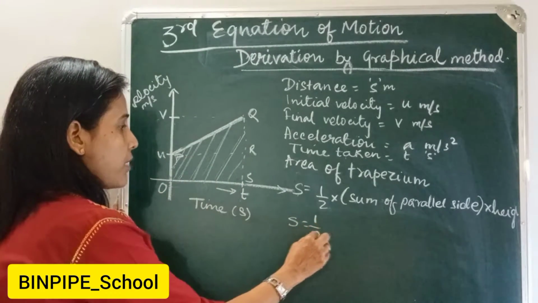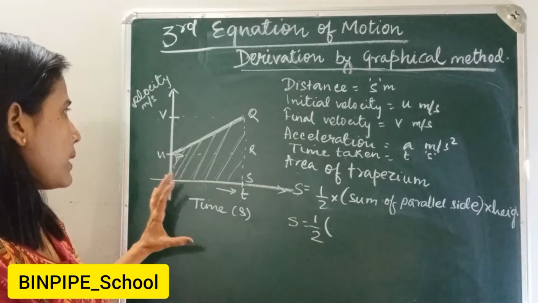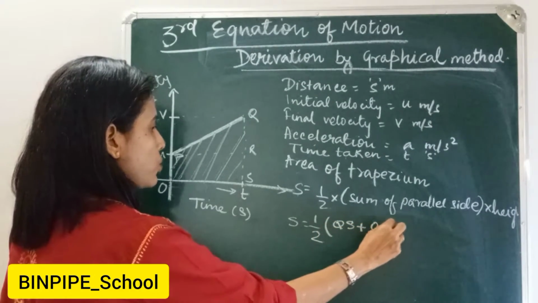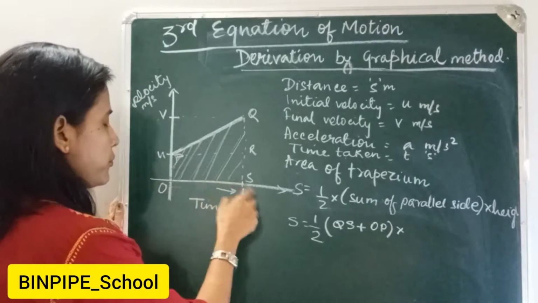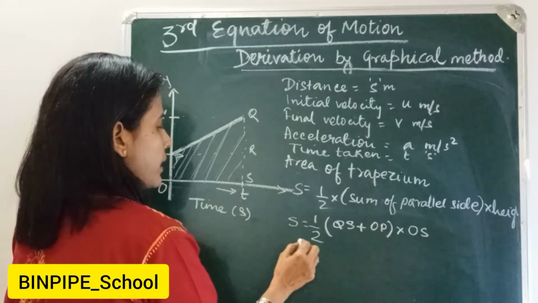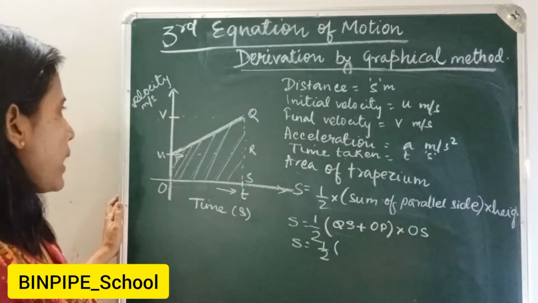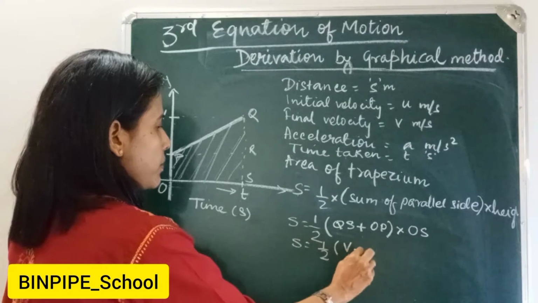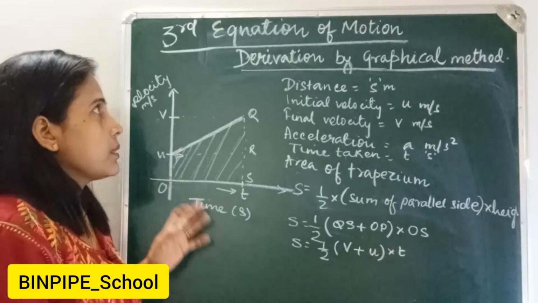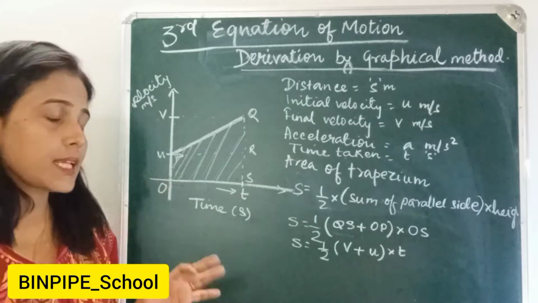So we write it as half into the sum of parallel sides. Now the sum of parallel sides we can write as QS plus OP, into the height, that is the distance between the parallel sides, that is OS. Now instead of QS we can write V, plus OP we can write U, and OS is nothing but T. Now remember, in the third equation of motion we do not have time as a factor.